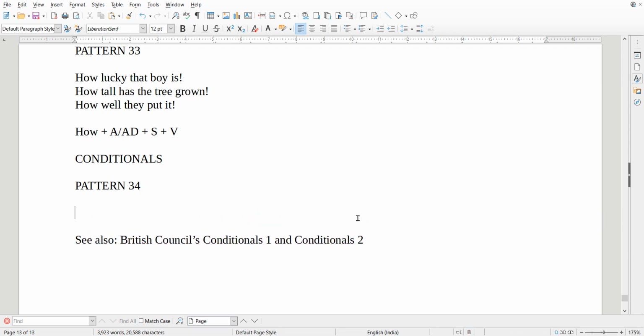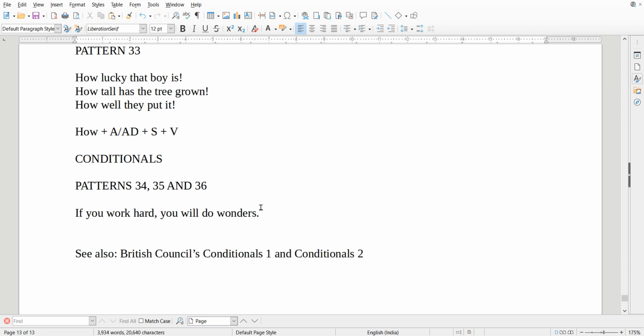Okay, so see also, that's the first thing I have to tell you. I'll write all of them together for 34, 35 and 36. So the first pattern is, if you work hard, you will do wonders. So future simple, present simple.